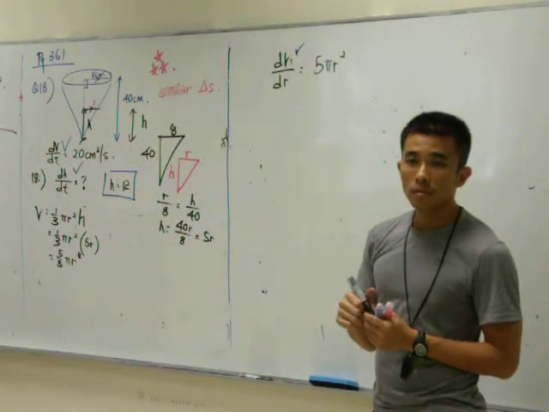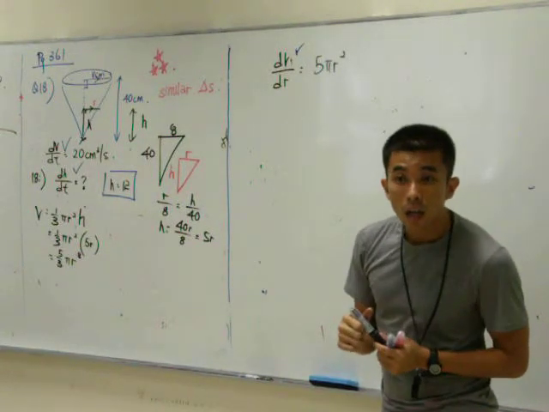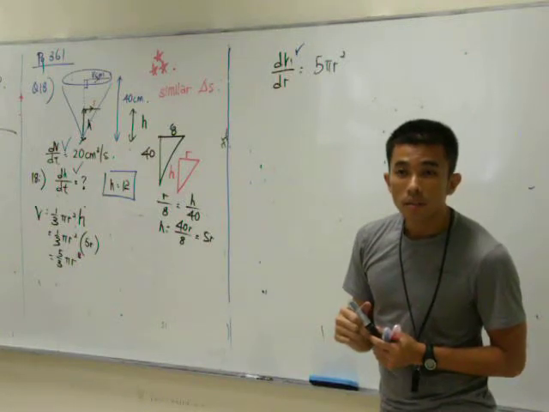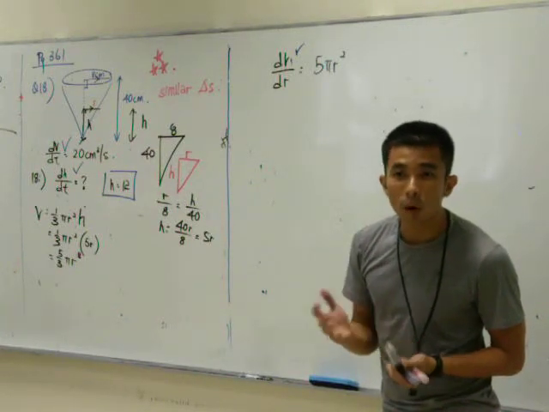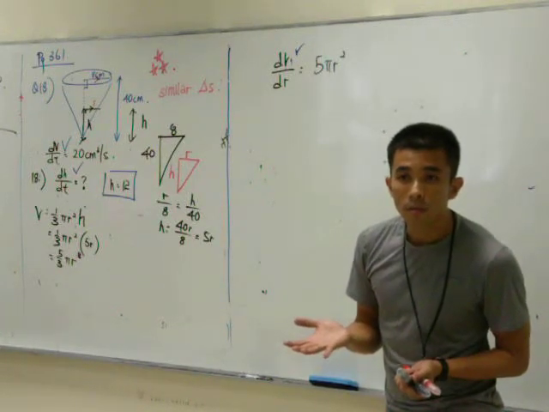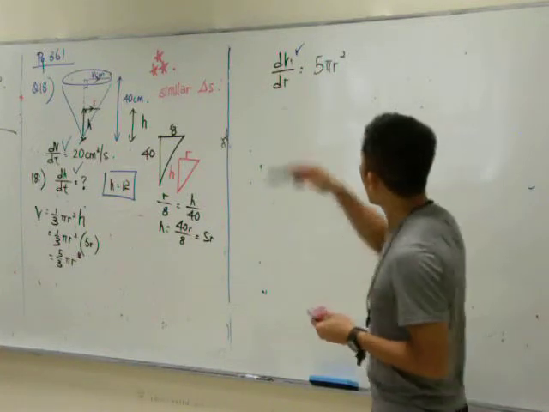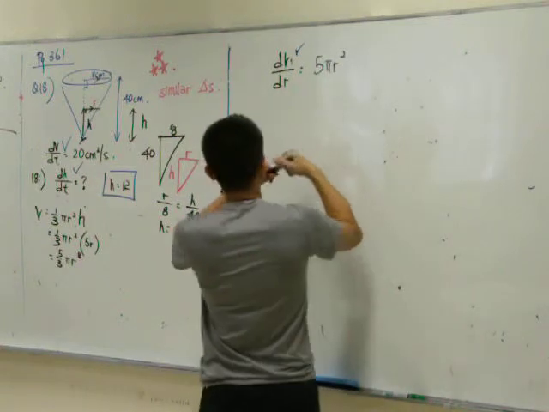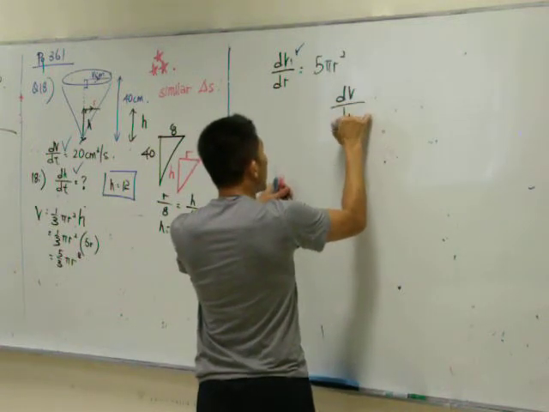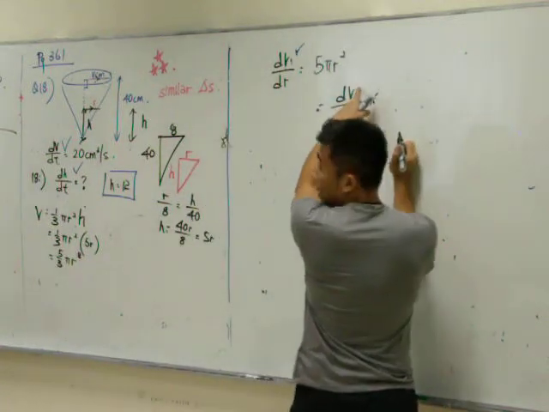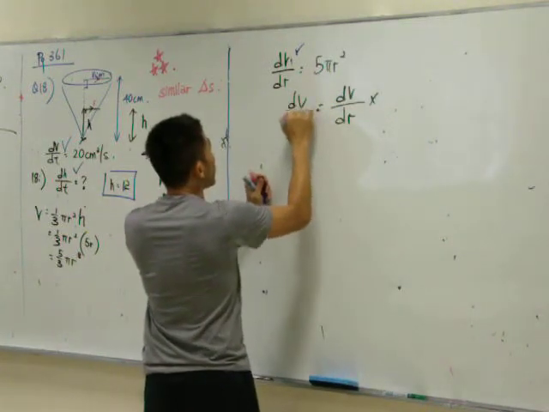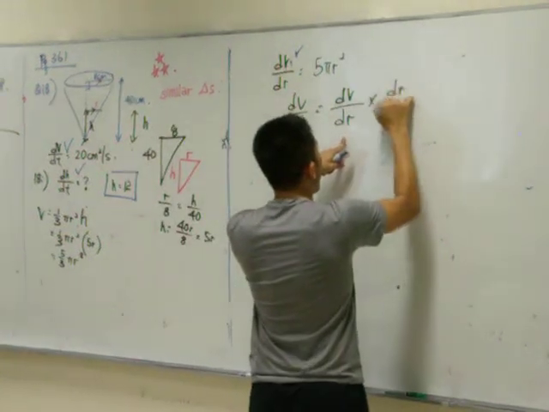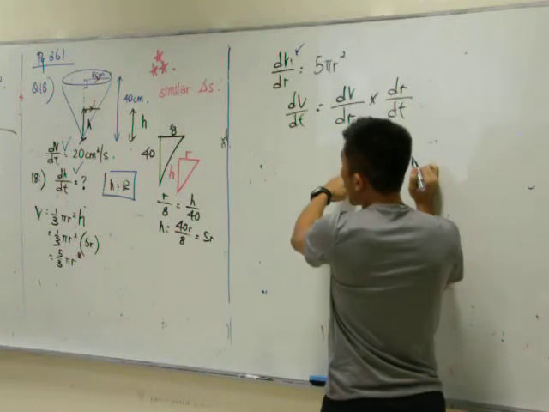Wrong. No. There's only one more choice. Always choose the one without the rate of change. Always choose the one without the dt. So dV/dR is equal to multiply numerator dV/dt, denominator dR/dt. After that, plug in everything.